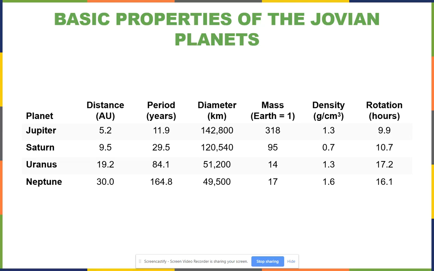And then you have the rotation rate, how long it takes to do one rotation. It takes basically 10 hours for Jupiter to do one rotation. That's less than half the time it takes for the Earth to do one rotation. Considering that it has a radius that's much bigger than the radius of the Earth, that means that the surface is going very, very fast compared to the surface of the Earth.